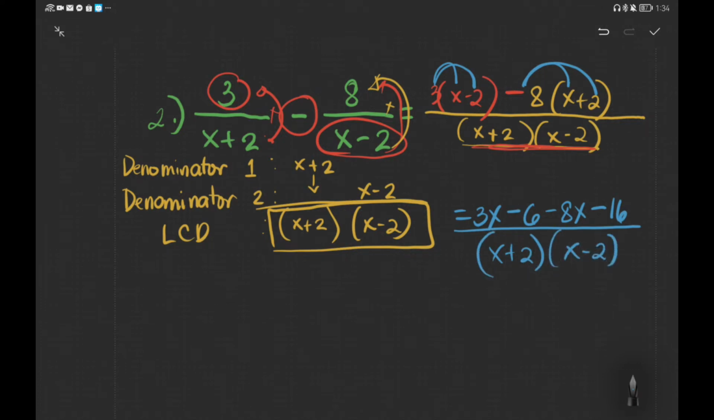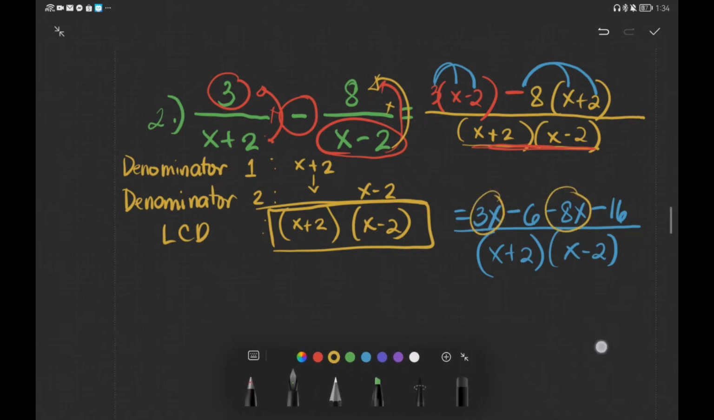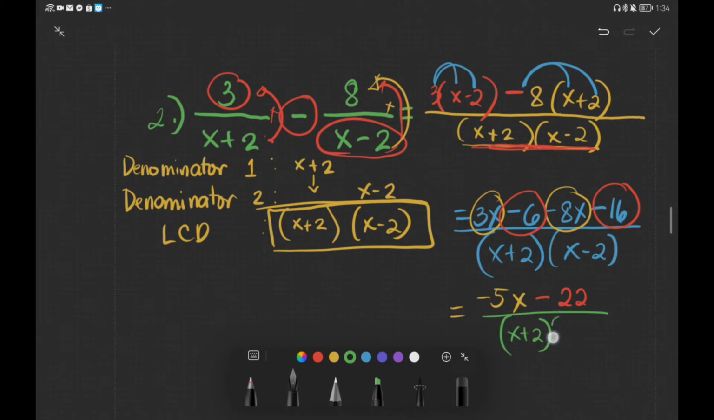So we combine like terms. Let's combine 3x and negative 8x. So that becomes negative 5x. And also we have negative 6 and negative 16. We add them because they have the same sign. Negative 16 and negative 6, that is negative 22. And we copy the denominator x plus 2 times x minus 2. So this is our final answer.